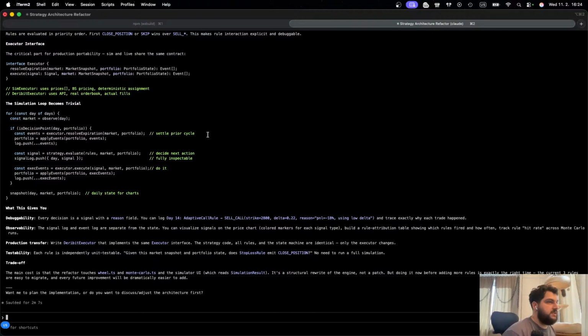Trade-off. The main cost is that the refactor touches wheel.ts and Monte Carlo.ts and the simulator UI, which reads simulation results. It's a structural rewrite of the engine, not a patch, but doing it now before adding more rules is exactly the right time. The current 3 rules are easy to migrate, and every future improvement will be dramatically easier to add. Want me to plan the implementation, or do you want to discuss and adjust the architecture first?